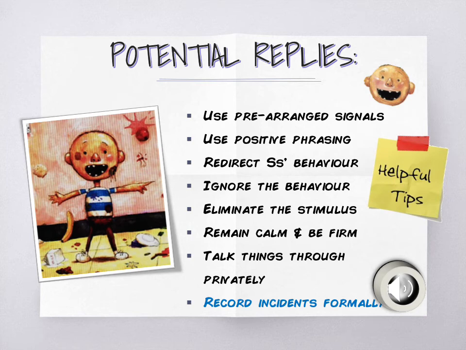Another tip is to ignore the behavior when it is something mild, and then students forget about that and the class goes on. When it is something specific or particular that is causing disruption, maybe you can just eliminate the stimulus and things will get back on track. We suggest that when something happens in class, you remain calm and be firm. You should also talk things through privately and never in front of the whole class. And when the incident becomes more serious, maybe you can record it formally, discussing it with the institution.